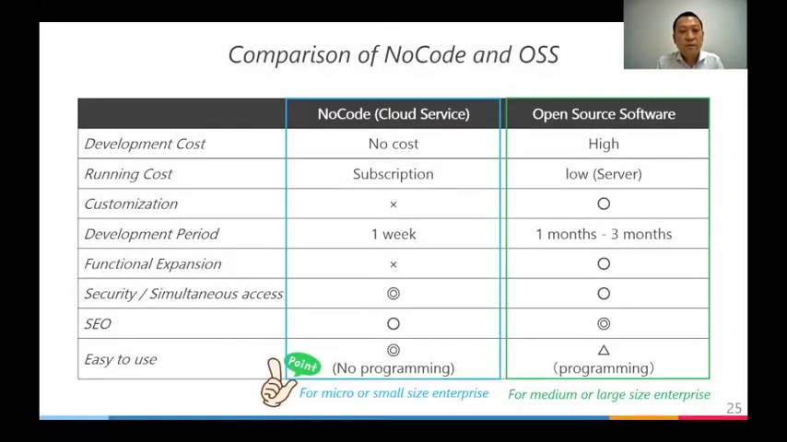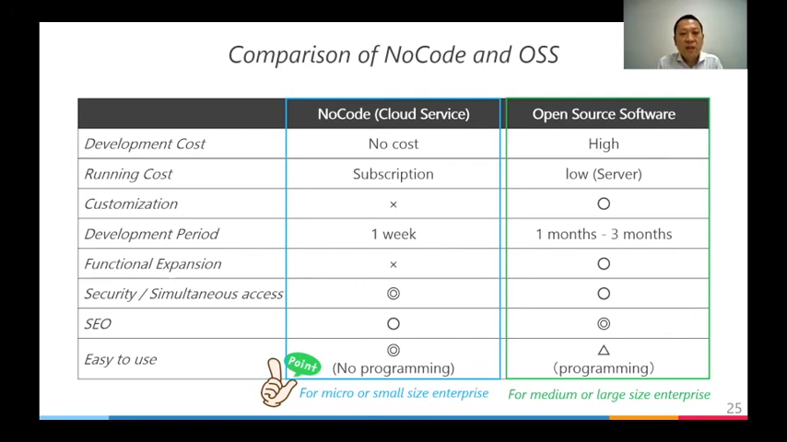And this is a comparison between no-code and open source software. No-code adopts the subscription model. So for the initial payment, you don't need to pay any money. But in terms of running costs, you need to pay a monthly subscription fee. Regarding open source software, the initial payment is very high. But on the other hand, once you launch your website, the running cost is very low. Maybe it costs only a very small amount.